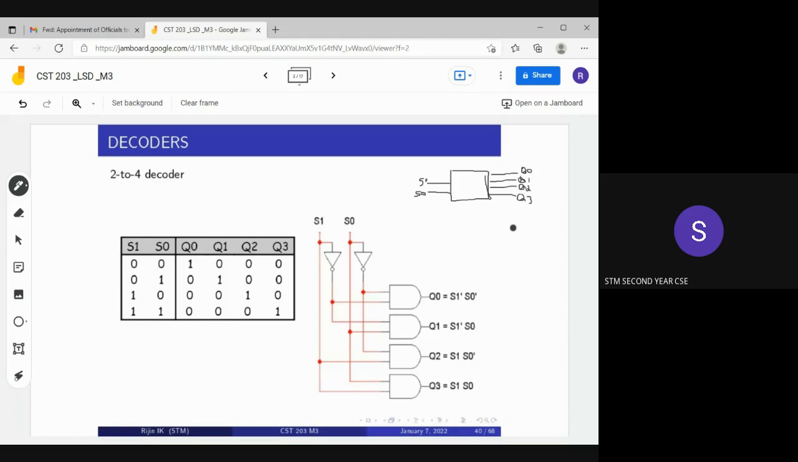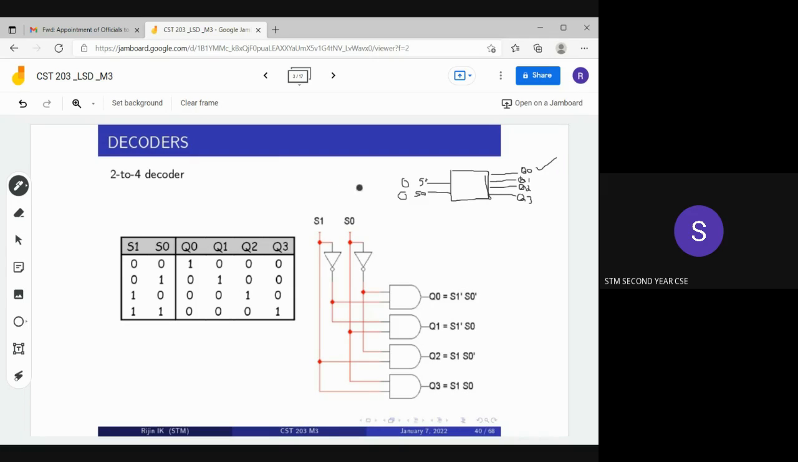Okay, so what are all the possible combinations of these 2 input lines? What combinations can come on these input lines? 0 0 can come. If both the inputs are 0 0, then it will select the 0th pin. That means Q0 will be active.